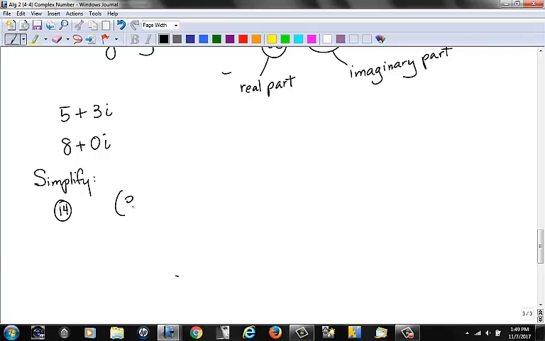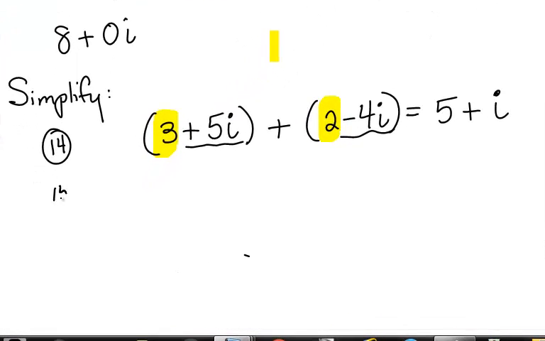So they give you the quantity 3 plus 5i, plus the quantity 2 minus 4i. You have to think of the i terms as like terms, because you're adding or subtracting. So I would combine the real parts, and it's an addition sign in between. So 3 plus 2 would be 5. And then 5i plus 1i, or just i. It's okay if you put the 1 in front. So you're just combining like terms.